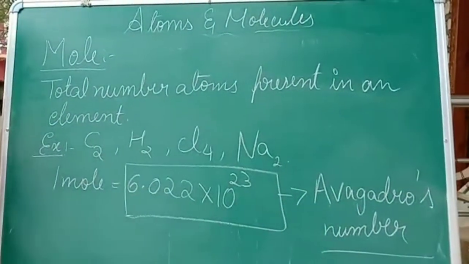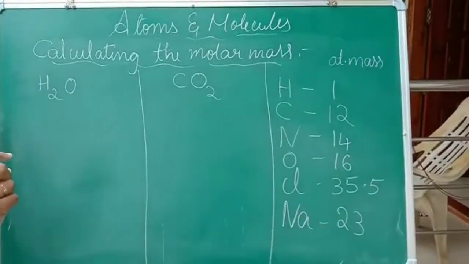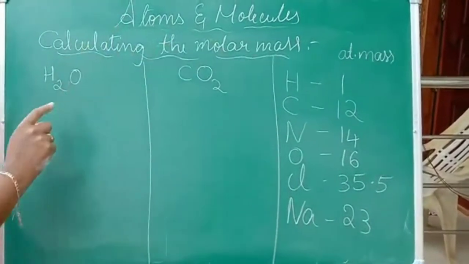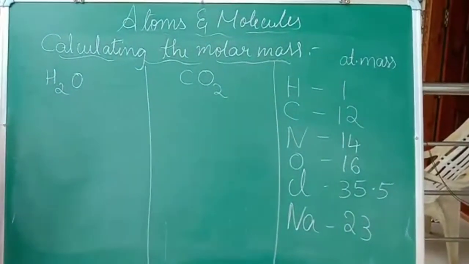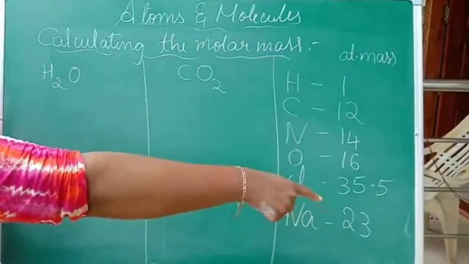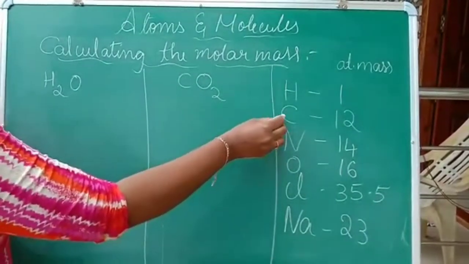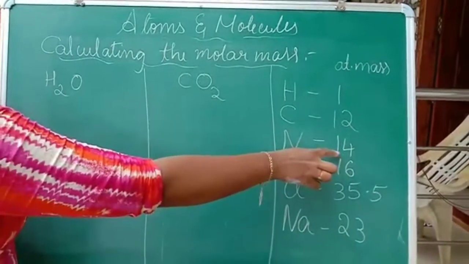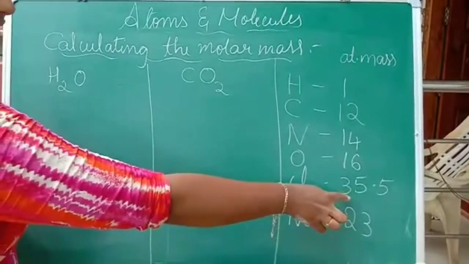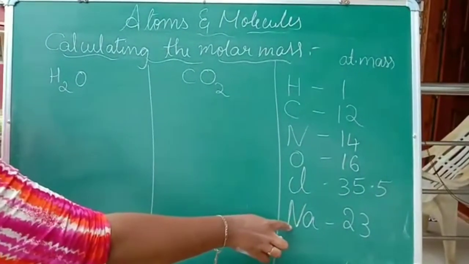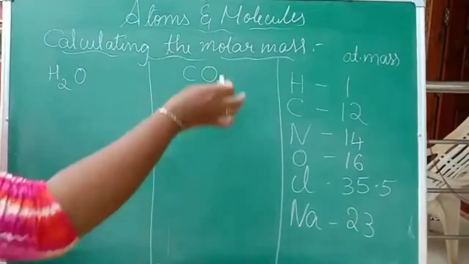So here ends the chapter Atoms and Molecules. Next we are going to learn, this is a calculation part, how to calculate the molar mass of a compound. Whatever you can see here are the atomic masses of the elements: for hydrogen it is 1, carbon 12, nitrogen 14, oxygen 16, chlorine, Cl, is 35.5, and sodium, Na, is 23. You need to know the atomic masses of the elements.